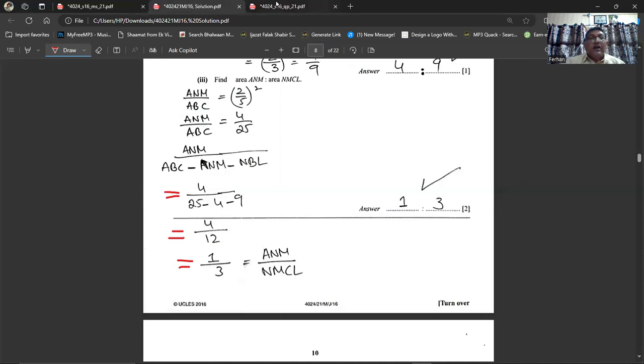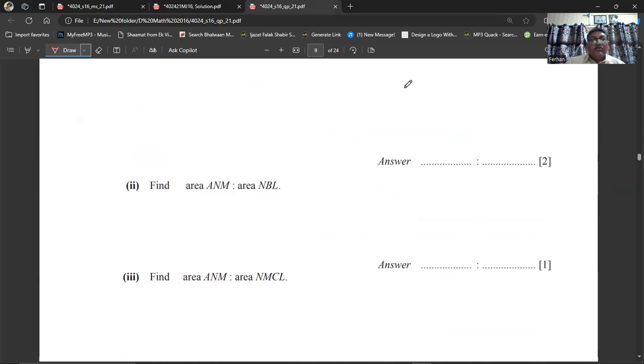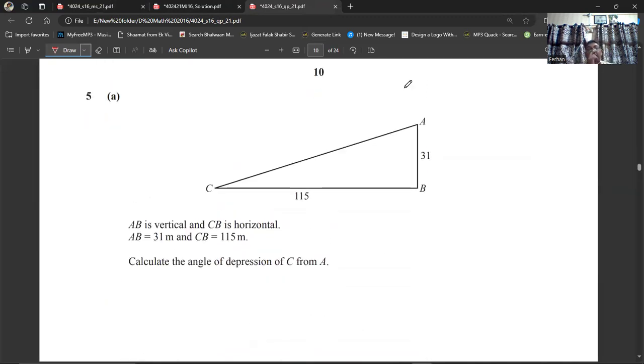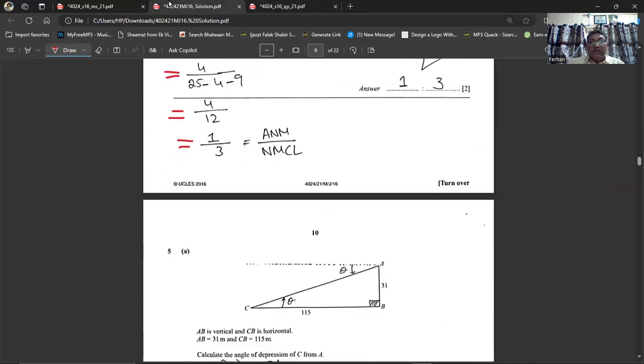Okay, now we are going to the next question, question number 4. We are almost done with question number 4. Now we are with question number 5. In question number 5, he says AB is vertical and CB is horizontal. AB is 31 and CB is 115 meters. Calculate the angle of depression of C from A. So you want C from A.